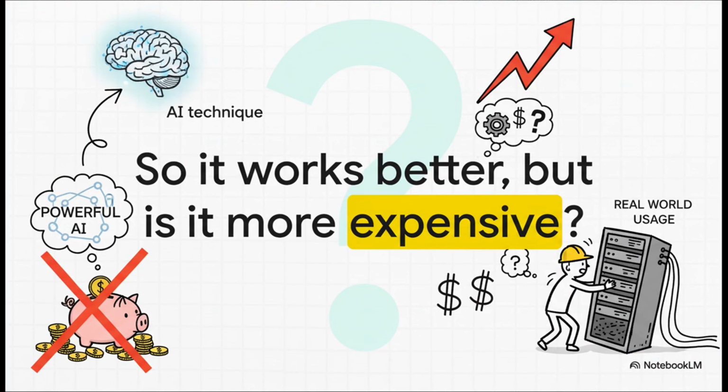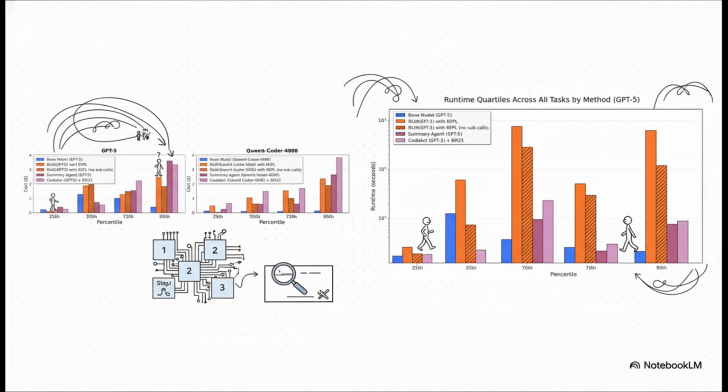All right, so whenever you hear about some powerful new AI technique, there's always that one question that pops into your head, right? The practical question, what's this going to cost? Is this thing going to be way too expensive to actually use? Well, the answer is, it's a little complicated. On average, the median cost of using an RLM is actually comparable to or sometimes even cheaper than a standard model. But here's the catch. The runtime, the time it takes to get an answer, can be all over the place.